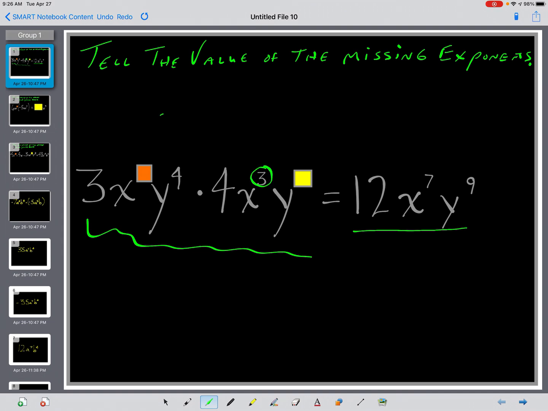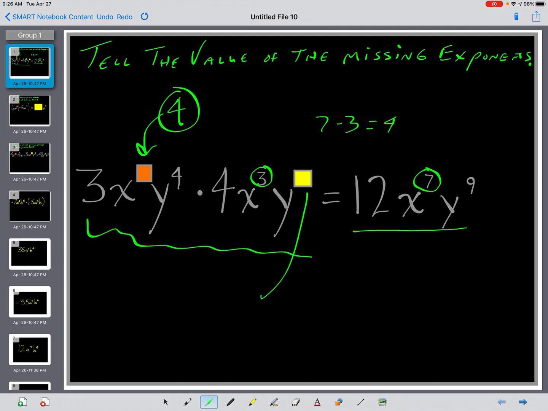So in order to determine the value of the orange box, we would essentially just take the 7 in the product and subtract the 3. So 7 minus 3, that's going to be 4. So the value of the orange box there is 4.